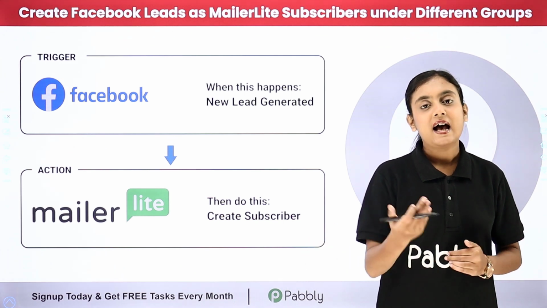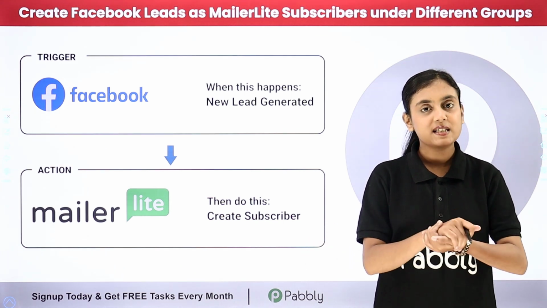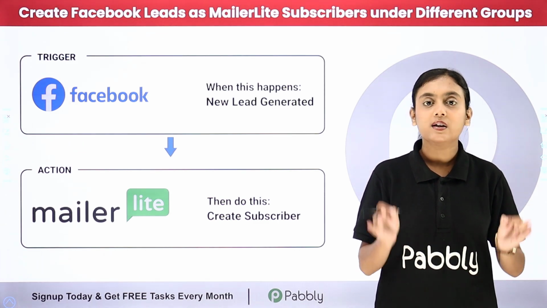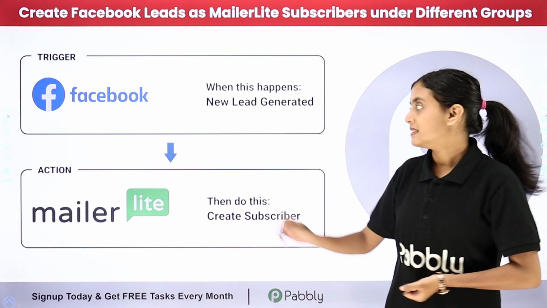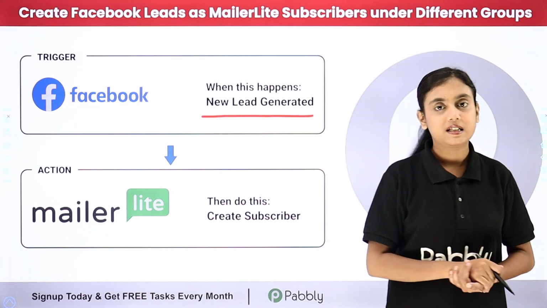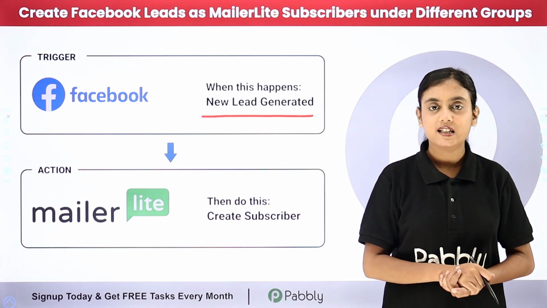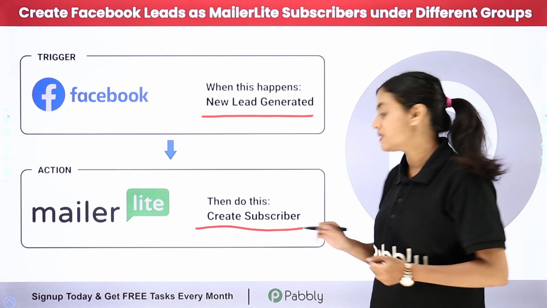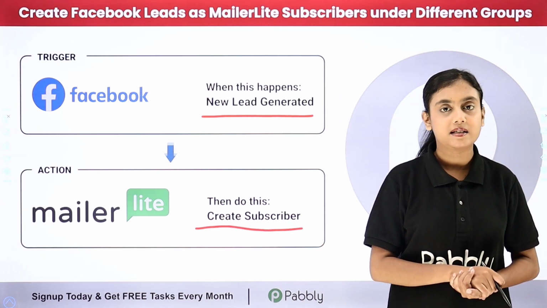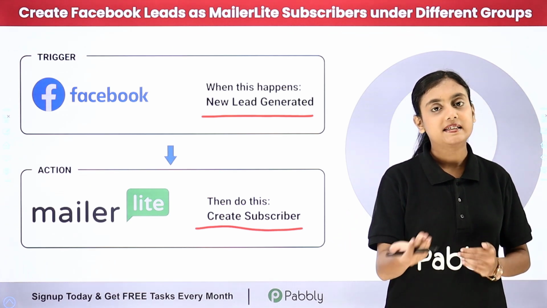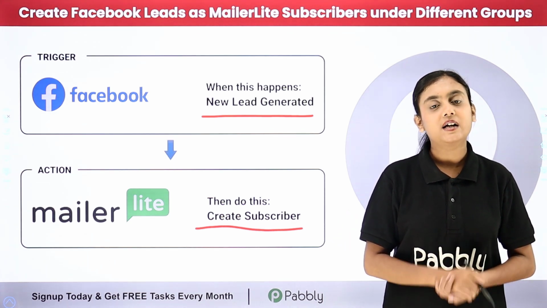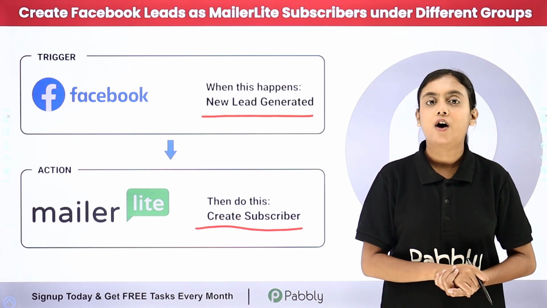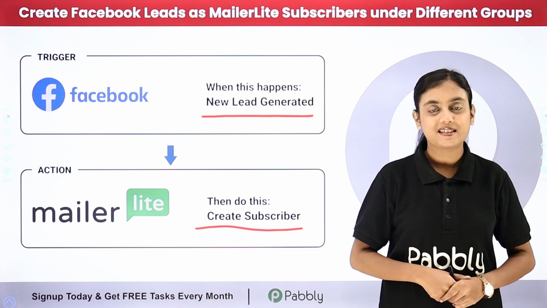So what I did was, I simply created an automation between Facebook lead ads and MailerLite with the help of Pabbly Connect. So here in this automation, as soon as a new lead is generated by any of my potential customers using Facebook lead ads, automatically that lead is going to be added as a subscriber under different groups in my MailerLite account according to the category that they select. And for that, we're going to create this amazing automation with Pabbly Connect. So if you want to learn how to do this, then let me take you all to my screen.